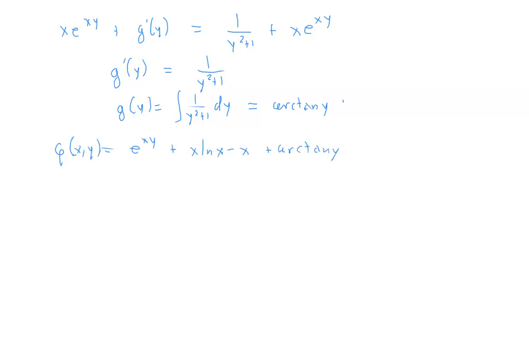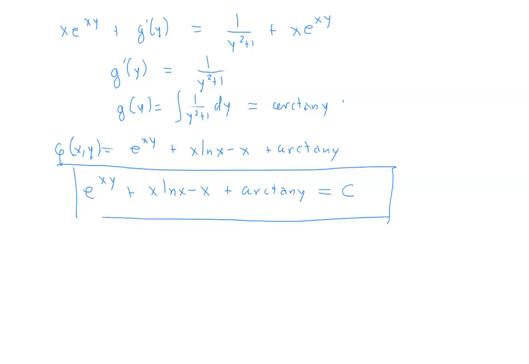And please do not forget to write the solution of the differential equation. Here you just found the potential. That's not what you were supposed to find. You were supposed to find some equation that establishes dependence of y and x. So you need to write this as e to the xy plus x ln x minus x plus arctangent of y equals c, and that's your solution. And again, as you can see, this is a highly implicit solution. There's no way you can make this explicit.